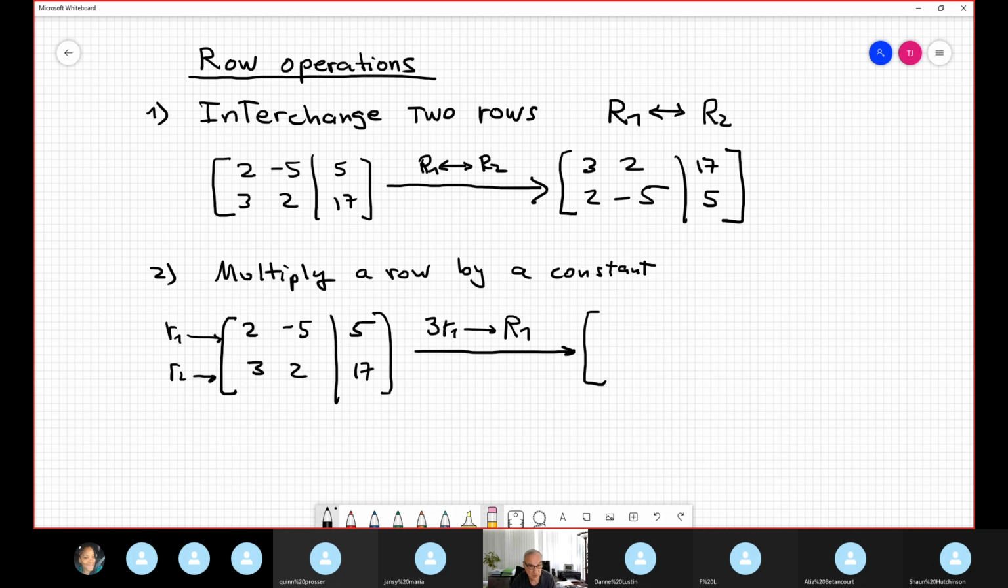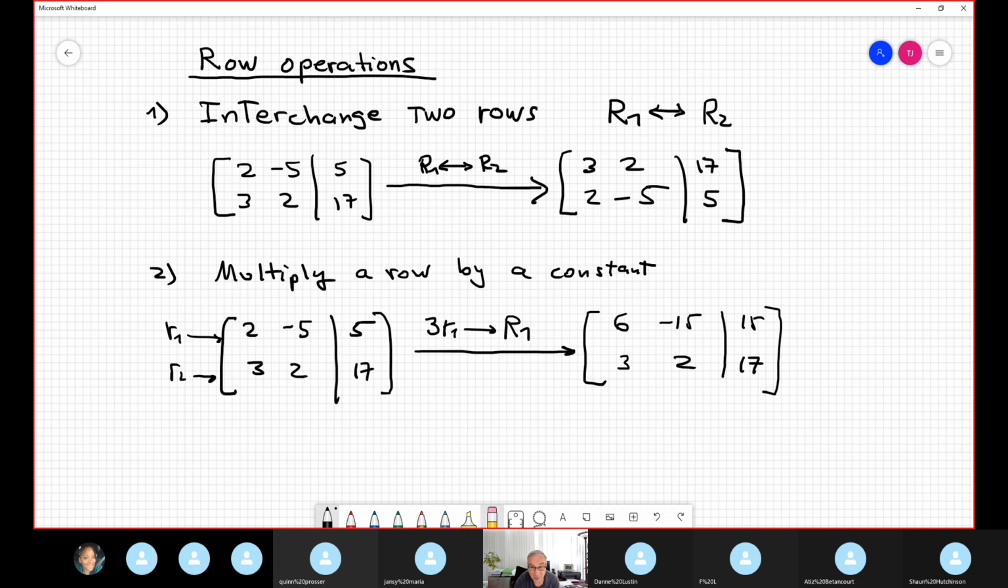And when you multiply the entire row 1 by 3, 3 times 2 is 6. 3 times -5 is -15. And 3 times 5 is 15. This line is the hypothetical line that separates the coefficients of the variables from the right-hand side numbers. And row 2 stays the same because nobody touched it. The only row that I manipulated was row 1, multiplied by 3.